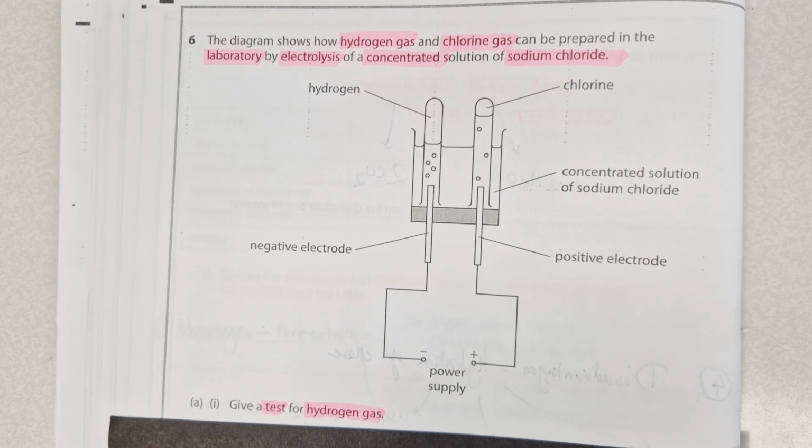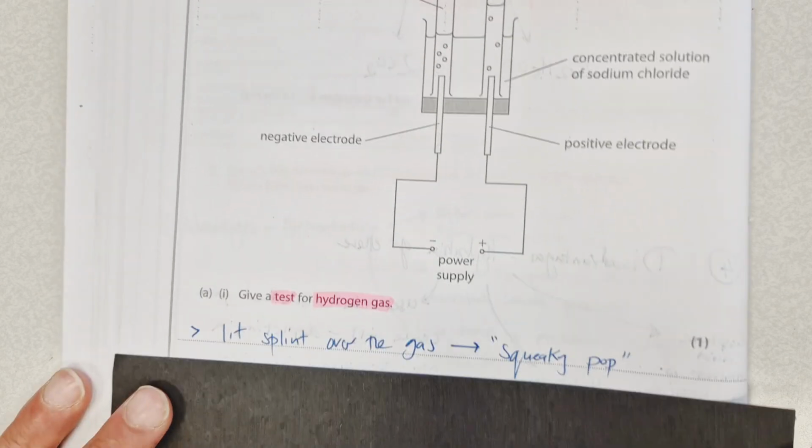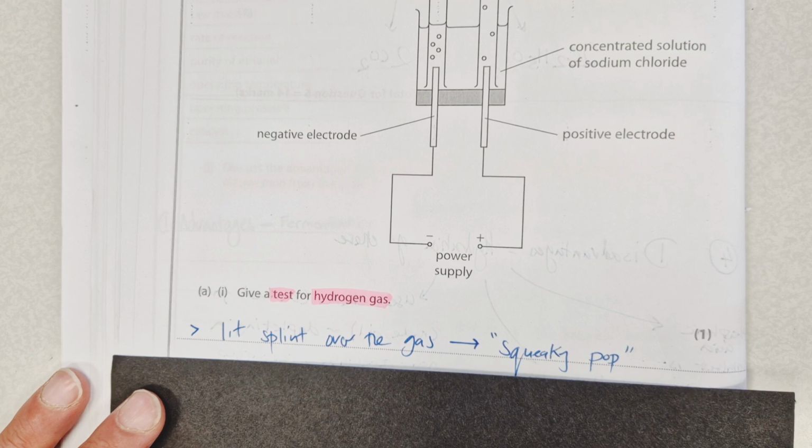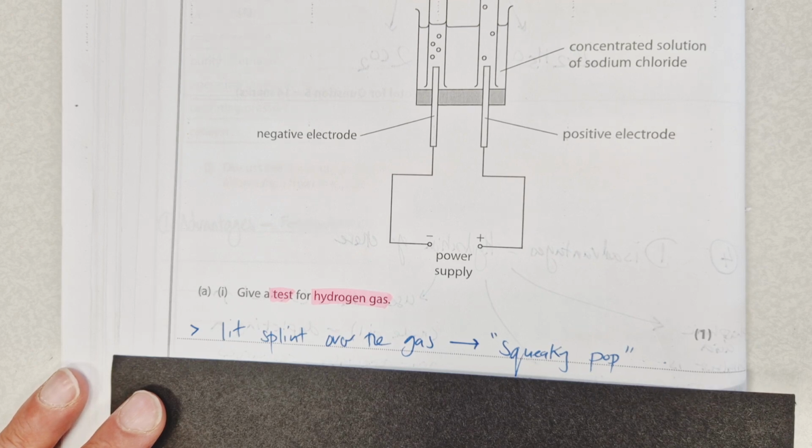Okay, so that would be the squeaky pop test. But you want to describe that test. So you place a lit splint over the source of the hydrogen gas, and you should hear a squeaky pop as there's a reaction between hydrogen and oxygen, and you get a slight small explosion, which is the squeaky pop itself. Next, it says give a test for chlorine gas.